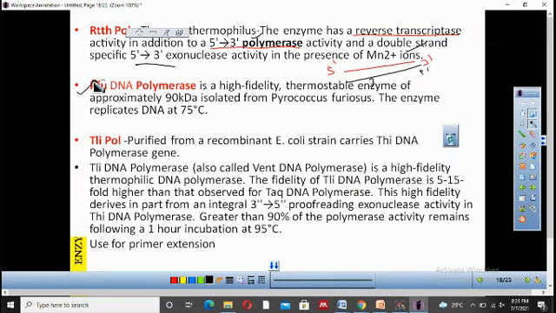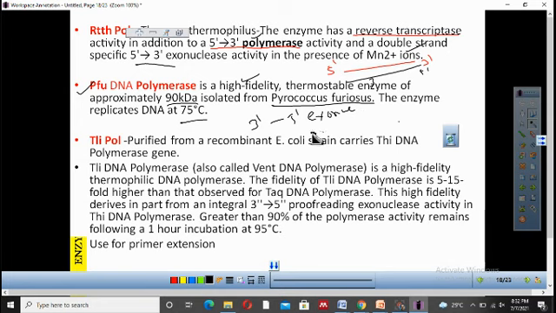Now, the second one is Pfu. This is a high-fidelity thermostable enzyme of approximately 90 kilodalton, isolated from Pyrococcus furiosus. This is the source. The enzyme replicates DNA at 75 degrees centigrade, and as I told you, it has 3' to 5' exonuclease activity for proofreading. Then Tli Pol is from a recombinant E. coli strain, purified from the recombinant. So this is the recombinant thermophilus enzyme.